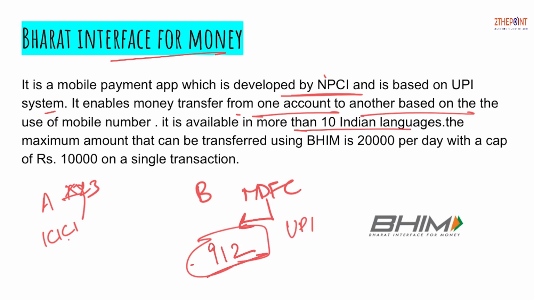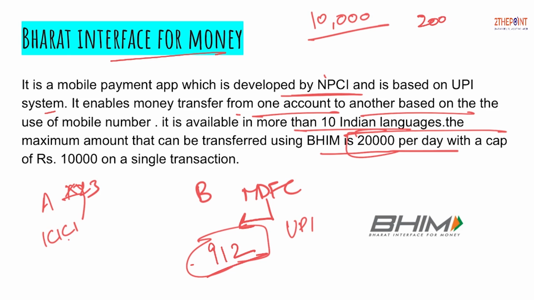The maximum amount that can be transferred using BHIM is 20,000 per day. But there's a condition that the value of one transaction cannot exceed 10,000. So you can send 20,000 but not in one go. You can do a transaction of 10,000 two times, and that will make the amount 20,000. So that's the maximum limit that you can use in one day, but the per transaction limit cannot exceed 10,000 rupees. So this is the mobile app.